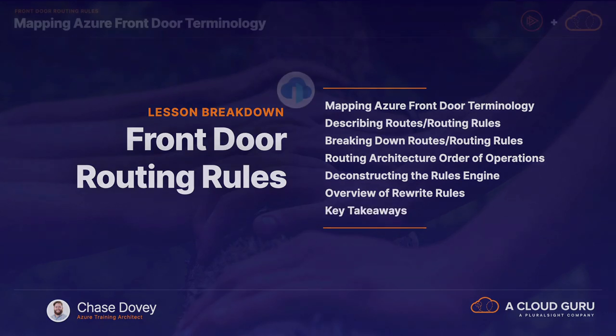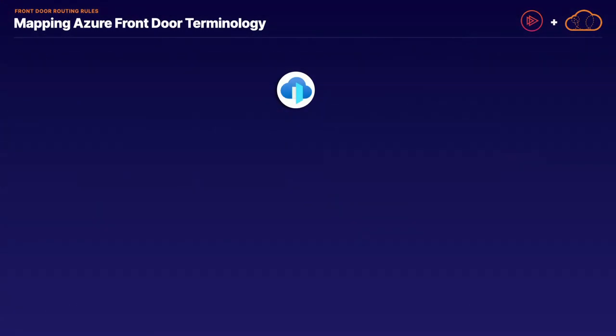So to map our terminology, we'll use this Azure Front Door architecture. When you hear of an Azure Front Door, you'll commonly hear it referred to as an instance of Azure Front Door or an Azure Front Door profile. And all this means is that it is your instantiation of the Azure Front Door service.